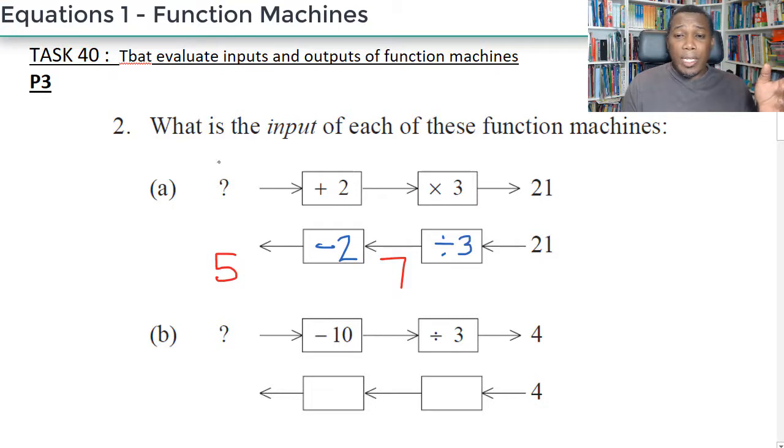And does it work? Now you've got to check. If the input was 5, will I get 21? 5 add 2 will give me 7. 7 threes are 21. It works. The input was 5. 5 is the input to get 21 out of this function machine.